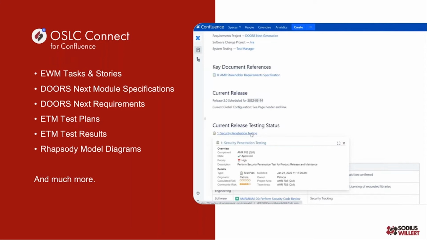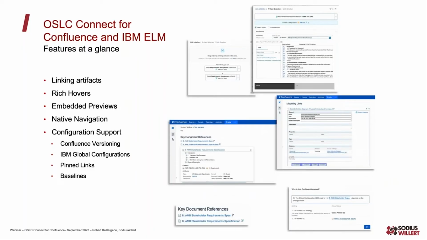So what are the types of things that we're talking about being able to make available in Confluence? These are going to be things like EWM tasks and stories, or our DOORS Next specifications, our ETM test plans, or Rhapsody model diagrams even. So any of the content that you're creating in these OSLC tools within ELM, you're going to have access to be able to bring into Confluence and make accessible and visible so that people, as they enter into your Confluence pages, can view that content, but also they can navigate to that content. And so we get a seamless environment back and forth.